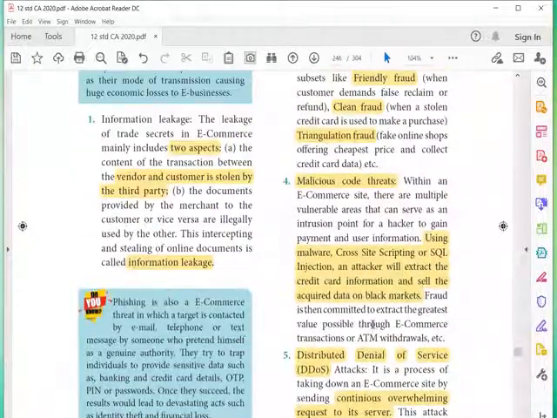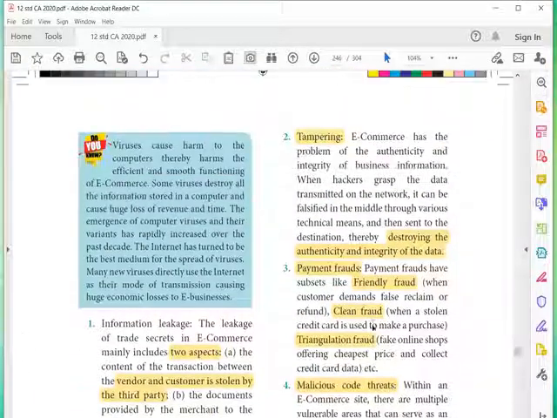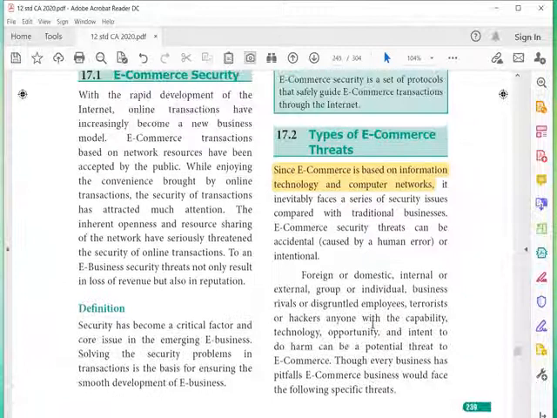So we have learned the two topics: what the e-commerce threats are and what the dimensions of e-commerce security are. That's all for this session.